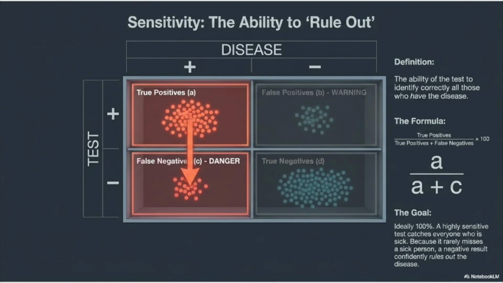A useful memory tip is: sensitivity rules out disease, or simply remember, SnNout, a sensitive test, when negative, rules out disease. For example, if a highly sensitive HIV screening test gives a negative result, we can be reasonably confident that the individual truly does not have the disease.